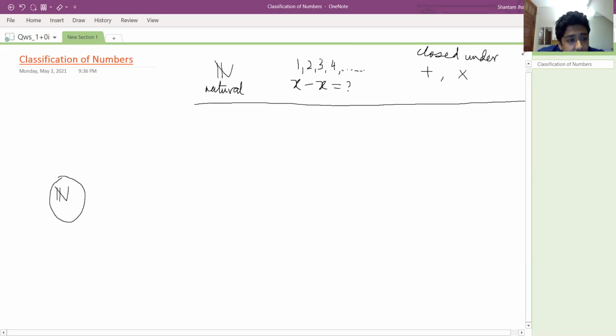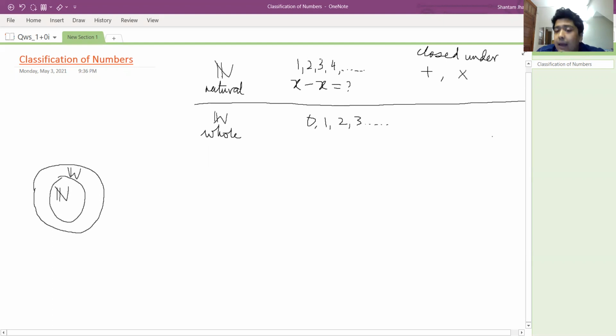I don't know. And so let's be nice and include 0. And that makes the set of whole numbers, represented by W here. Whole numbers include the 0 and all the natural numbers, right? This set encompasses all of the natural numbers and includes 0. And this is again closed under addition and multiplication.